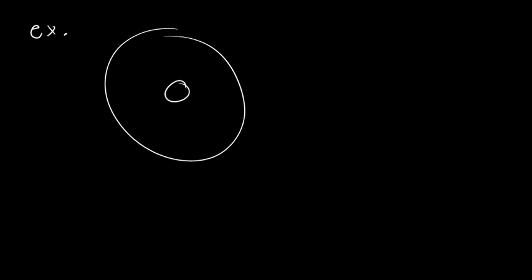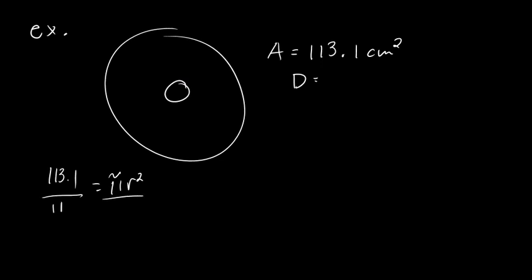Alright, example 2. We are given a CD here, and it says that the area is 113.1 centimeters squared, and we want to find the diameter. So into our formula, pi r squared, we plug in 113.1. So our first order of business is we need to go ahead and divide each side by pi in order to get that number away from r.